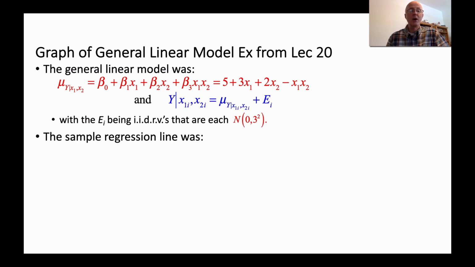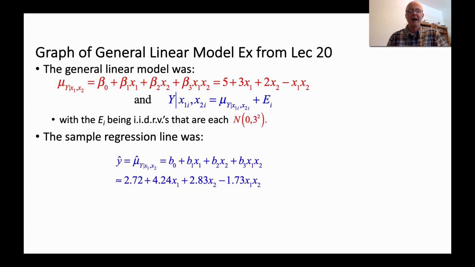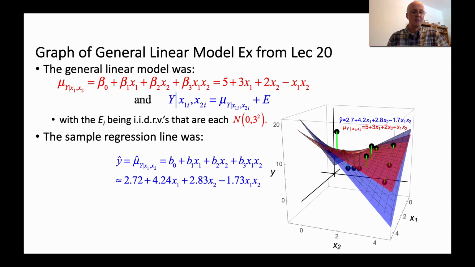What did I get for the sample regression line? Well, for one run of a sample of size 12, I got this sample regression line, 2.72 plus 4.24 x1 plus 2.83 x2 minus 1.73 times x1 times x2. So 2.72 is your estimate for 5. It's not real close, but that happens sometimes, especially with small sample sizes. 4.24 is the estimate for 3, 2.83 is the estimate for 2, and negative 1.73 is the estimate for negative 1 in the parameter model.